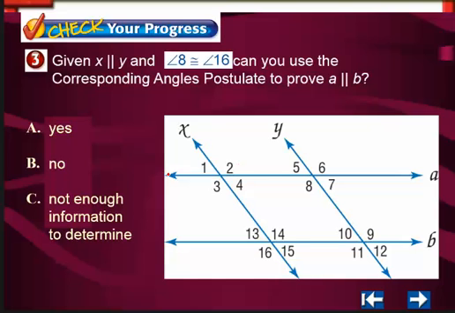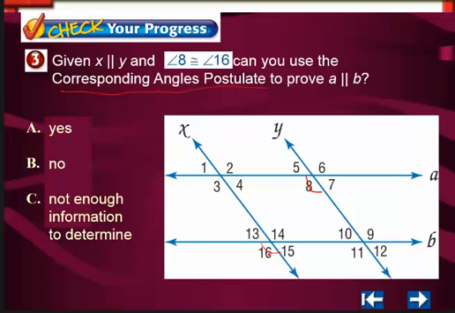All right, in this one, we know that x and y are parallel. And we know that angle 8, let's mark this, angle 8 is congruent to angle 16. Can you use the corresponding angle postulate to prove that A is parallel to B? So I know that x and y are parallel. I'm trying to find out if A and B are parallel. But I can only do that using the corresponding angles postulate. So let's see if we can do that.